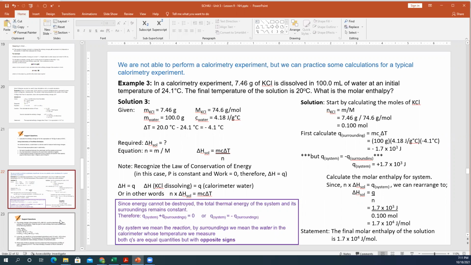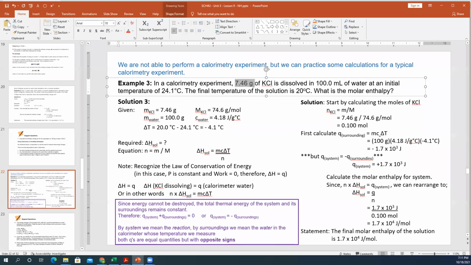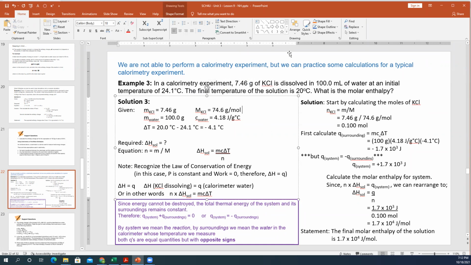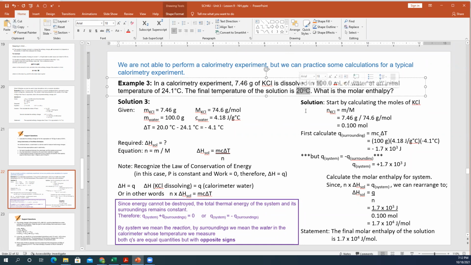In this example, you have a calorimetry experiment where you're measuring 7.46 grams of potassium chloride. You take that and you dissolve it in 100 milliliters of water. You measure the initial temperature of this water as 24.1 degrees Celsius. And as you dissolve it, you notice that the final temperature of the solution actually drops. It becomes 20 degrees Celsius.